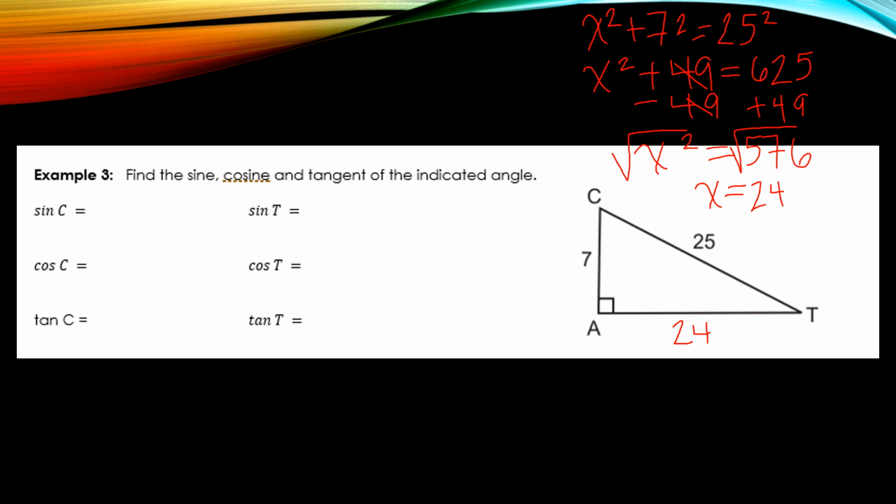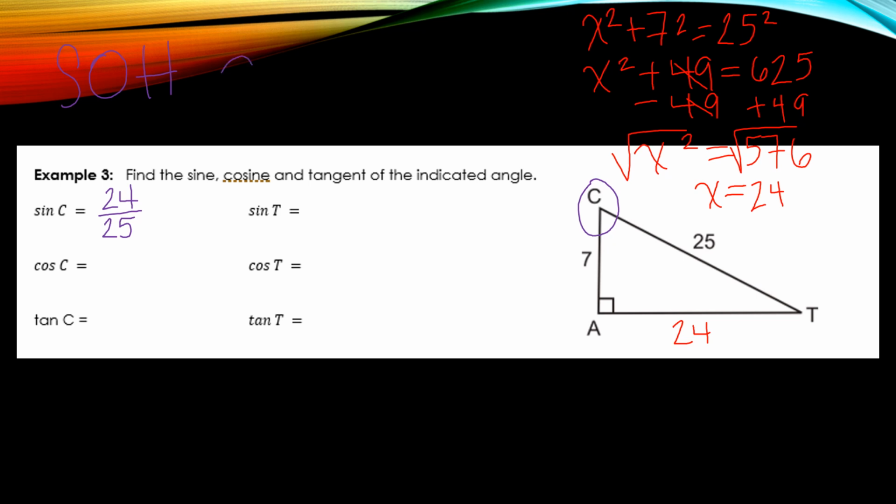So now if we go to do sine of C, we're going to focus on angle C. Sine is opposite over hypotenuse. So from angle C, the opposite leg is 24 and the hypotenuse is 25. You always want to look at these fractions and see if they reduce. 24 over 25 does not.